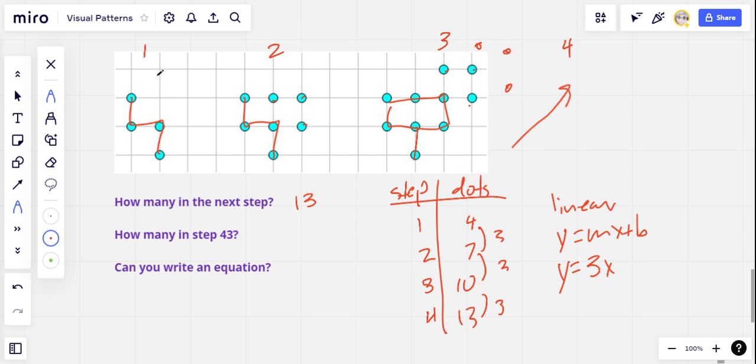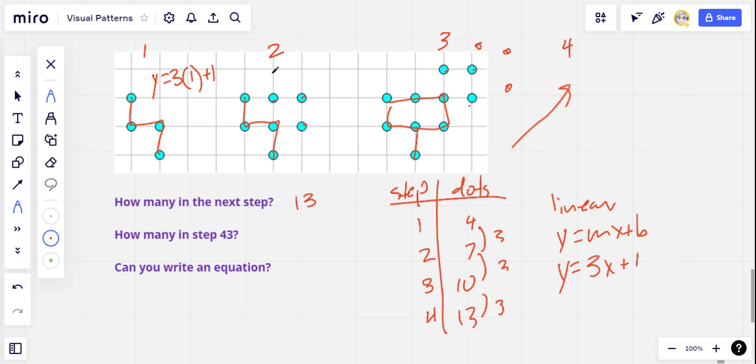So to test it in step one, I'd put y equals 3 times step 1. And if I just had that much, 3 times 1 would be 3. This is telling me there are 3 dots here, but I see there are 4. That means I need to add 1 to this equation to make it work out. Now 3 times 1 plus 1 equals 4. That's the number of dots. This is telling me I need to make b 1. So our equation would be y equals 3x plus 1.